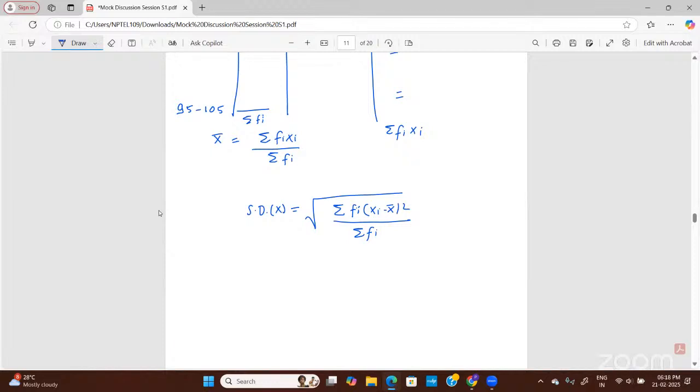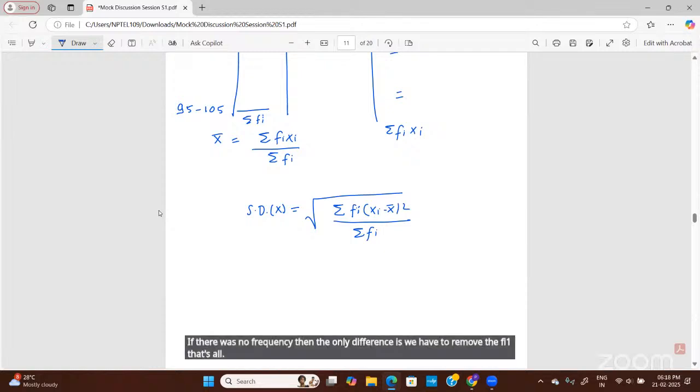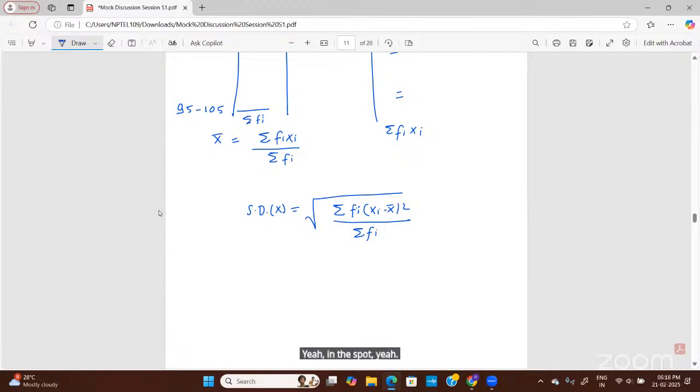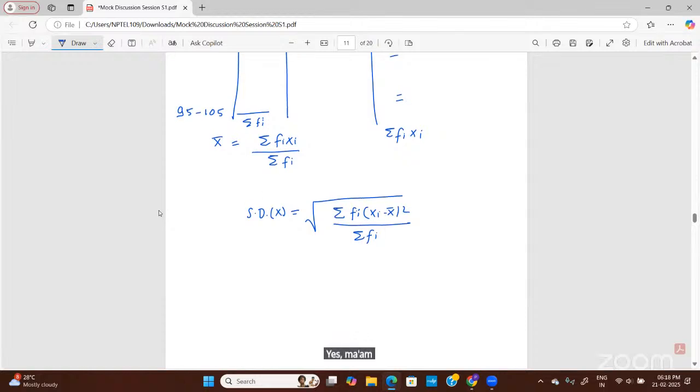Ma'am, if there was no frequency, then the only difference is we have to remove the fi, na? Yeah, in this part. And in the denominator, we have to remove summation of fi and just replace it with n. In that case, each observation will be occurring one time only. We are multiplying by frequency here.